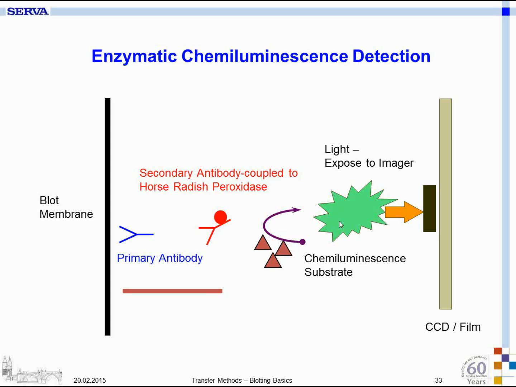So you can expose the blot to an imager. Formerly people used X-ray films. Nowadays almost everybody has a CCD camera imager because it is more efficient, and so you can use very long exposure times. In this way you can collect a lot of the light and get very high sensitivity, down to photons.